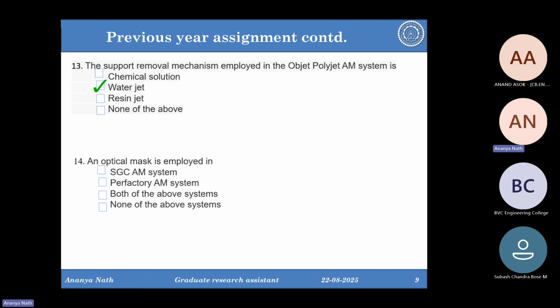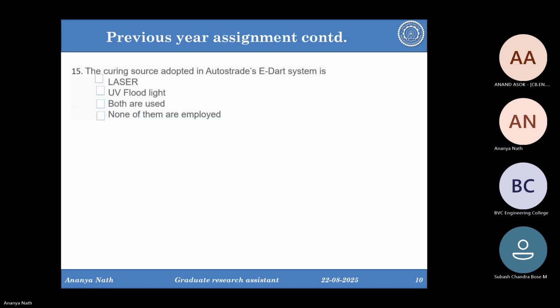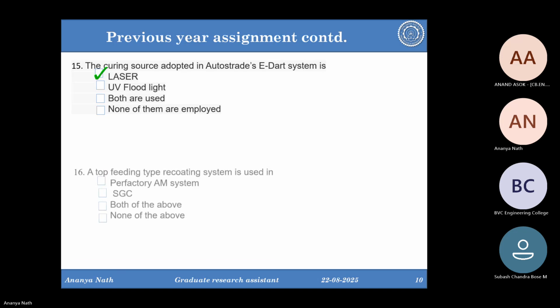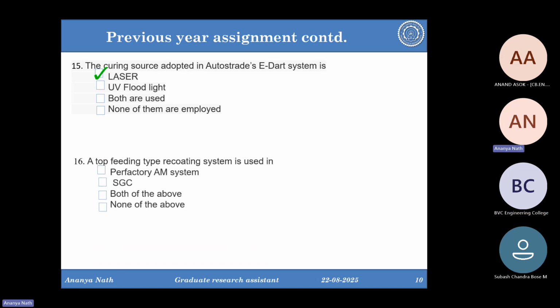An optical mask is employed. This we already have discussed in SGC, just now we discussed. Yeah. So the curing source adopted in Autostrade's system, a little bit of a question which you need to remember. So it's laser beam. Then a top feeding type recoating system is used. Again, it's a remembering question. So here you see it's saying top feeding.